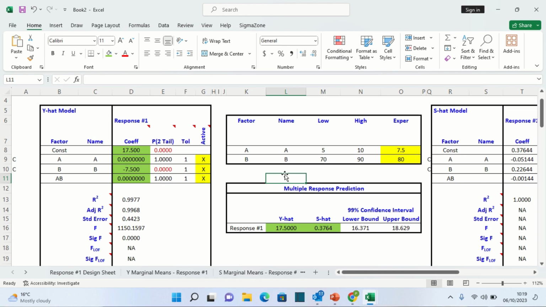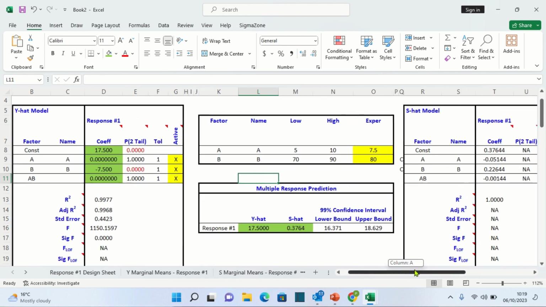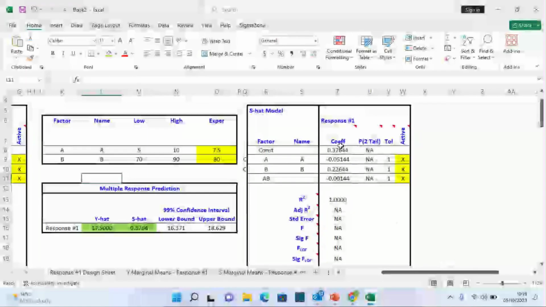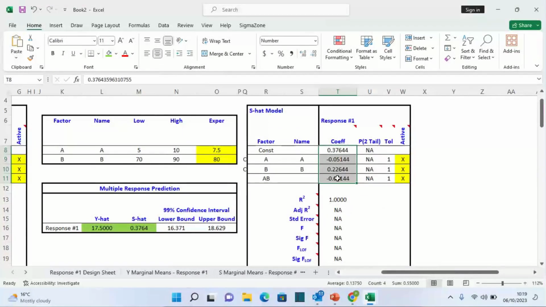There it is. Let's go over on the right hand side. Look at the S hat equation. The S hat equation is a little bit more complex. There's a bit more going on in this one. But the S hat equation is S hat equals 0.37644 minus 0.05 for A, plus 0.22644 for B, minus 0.001 for the AB interaction. There's the equation for S.